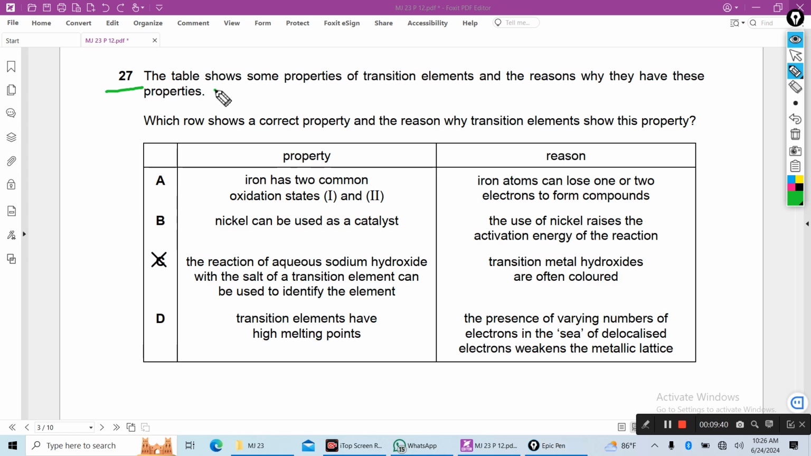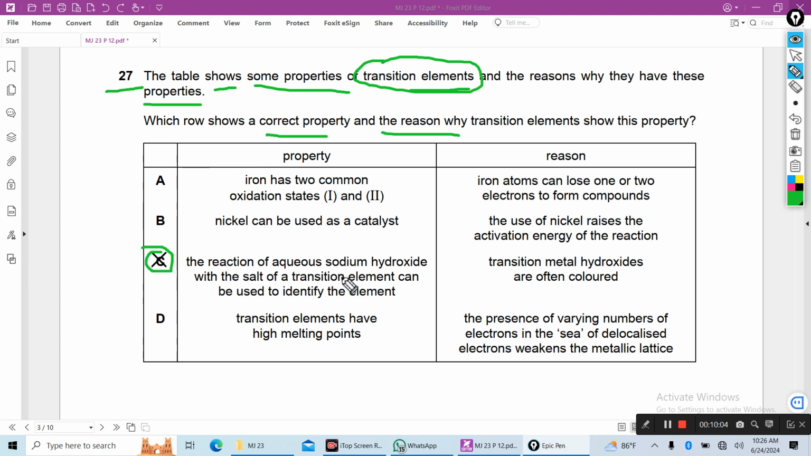The table shows some properties of transition elements and the reason why they have these properties. Which row shows a correct property and the reason why transition elements show this property? So C is the right answer.